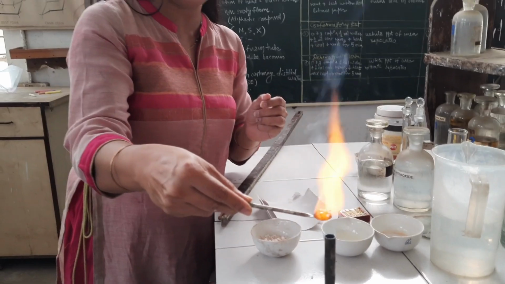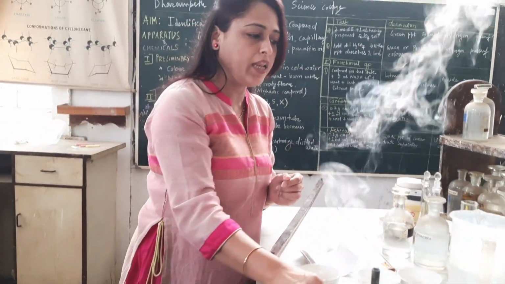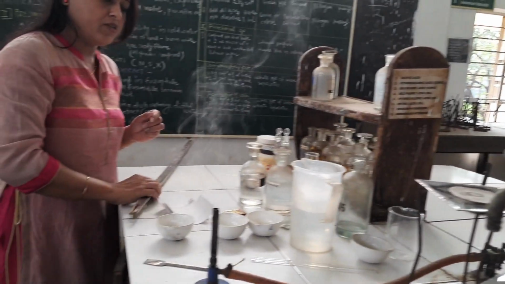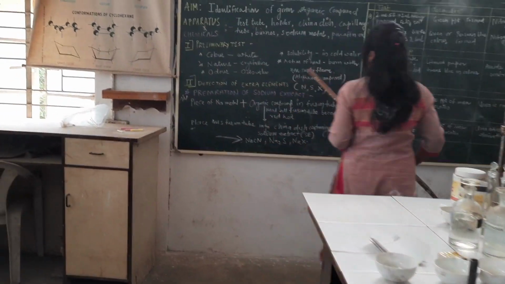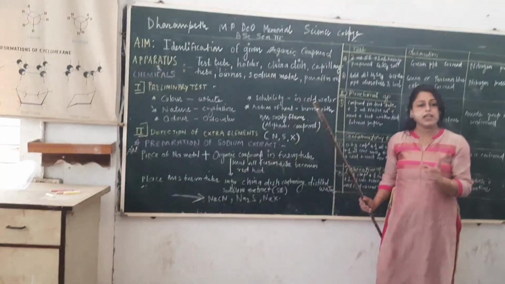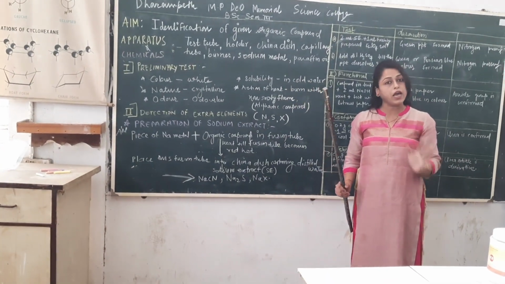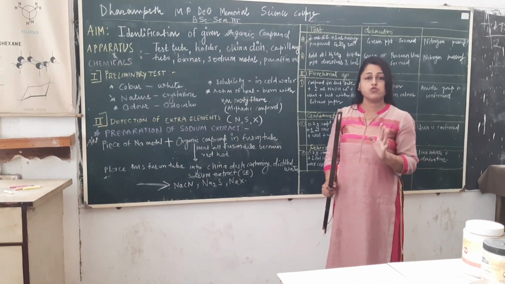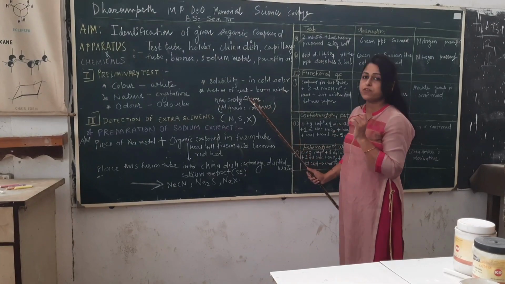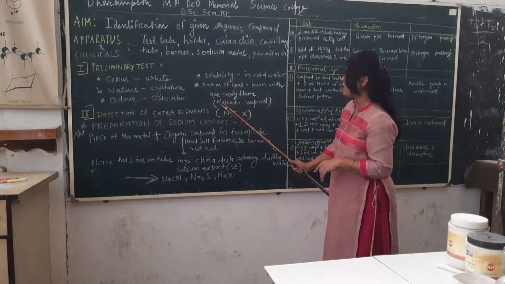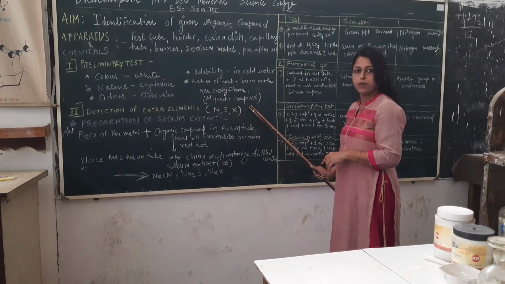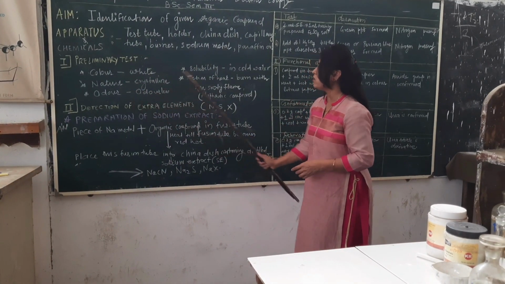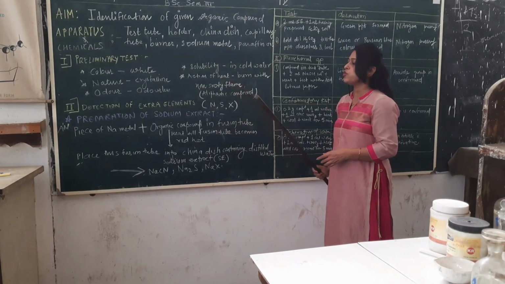So that's why we can identify that this is an aliphatic compound. This is not an aromatic compound. If the compound burns with a sooty flame, then we can identify that the compound will be aromatic. But our given compound does not give a sooty flame. It burns with a non-sooty flame. So it is confirmed that the given compound is an aliphatic compound. So all these are the preliminary tests: color, nature, odor, solubility and action of heat.